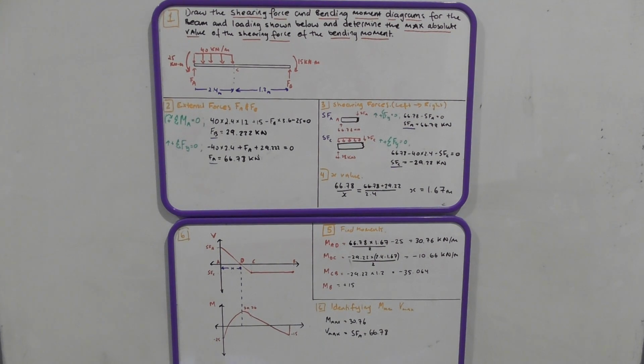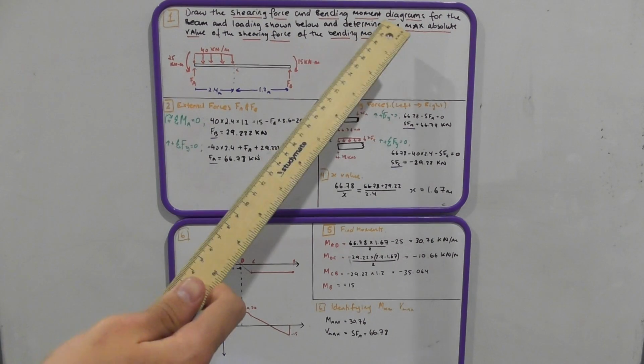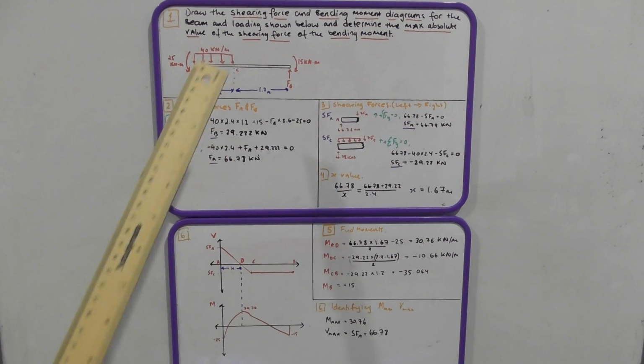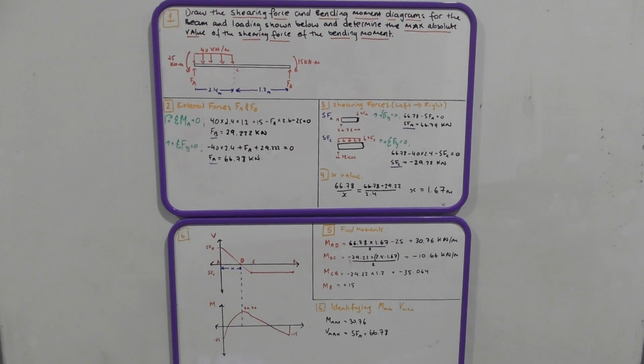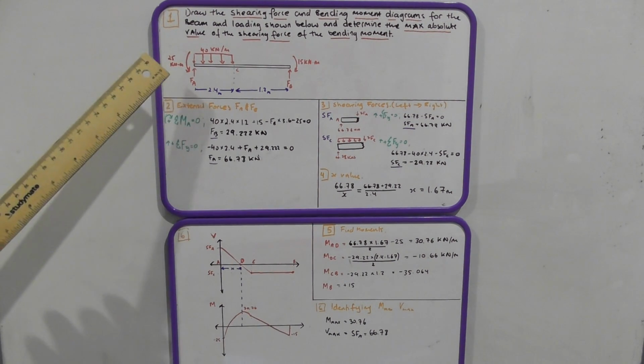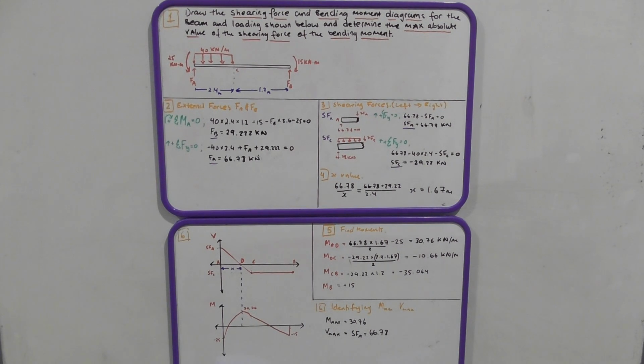So we're just solving this problem here. It's: draw the shearing force and bending moment diagrams for the beam and loading shown below and determine the max absolute value of the shearing force and of the bending moment. So that's our diagram here, with the only things missing being the external force members. Those are the ones we will calculate first.